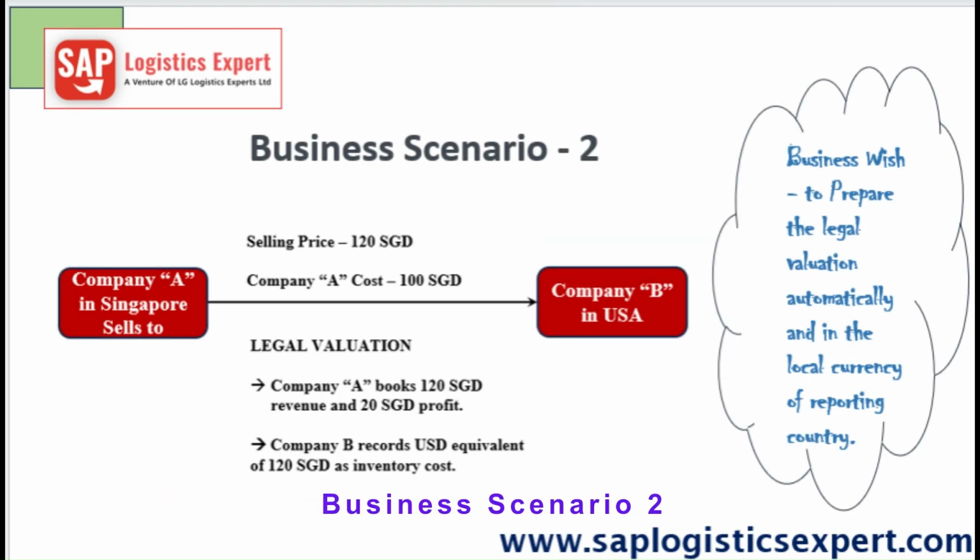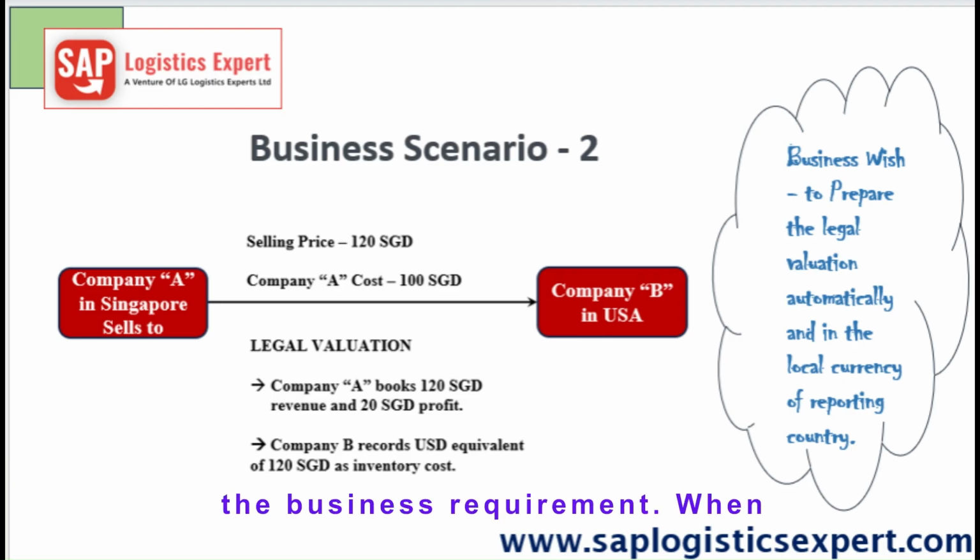Business Scenario 2. Company A, Singapore, sells goods to Company B, USA. The selling price is 120 Singapore dollars, SGD, while the cost for Company A is 100 SGD. This means Company A earns a profit of 20 SGD.